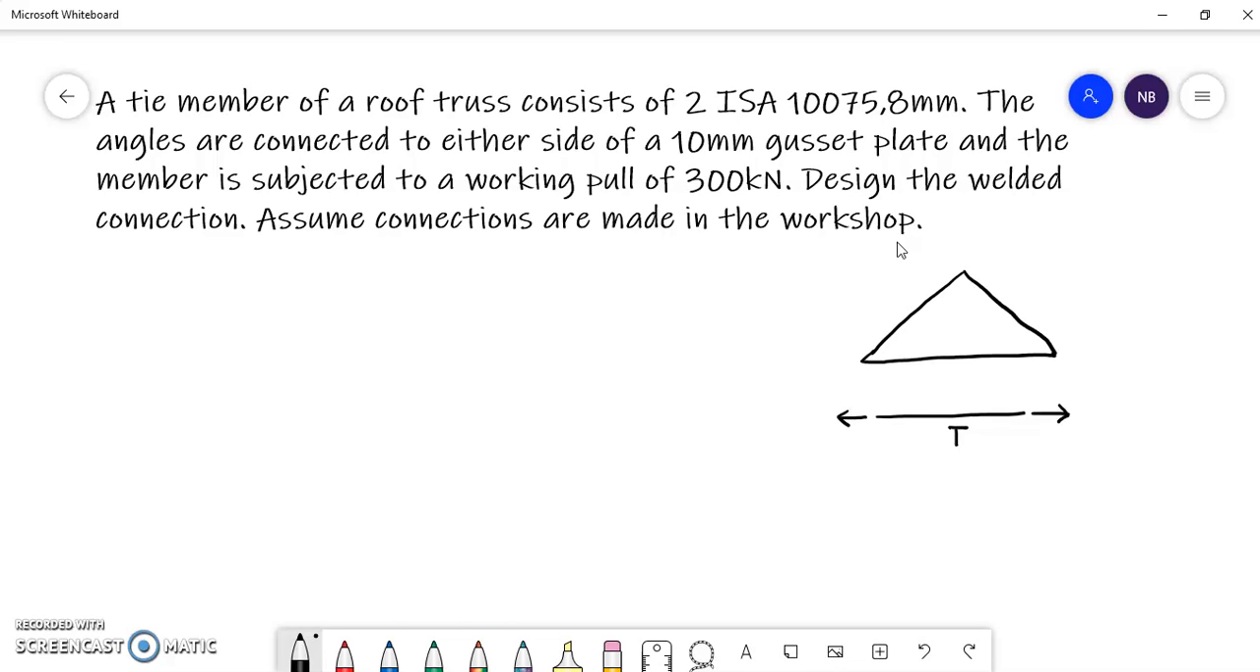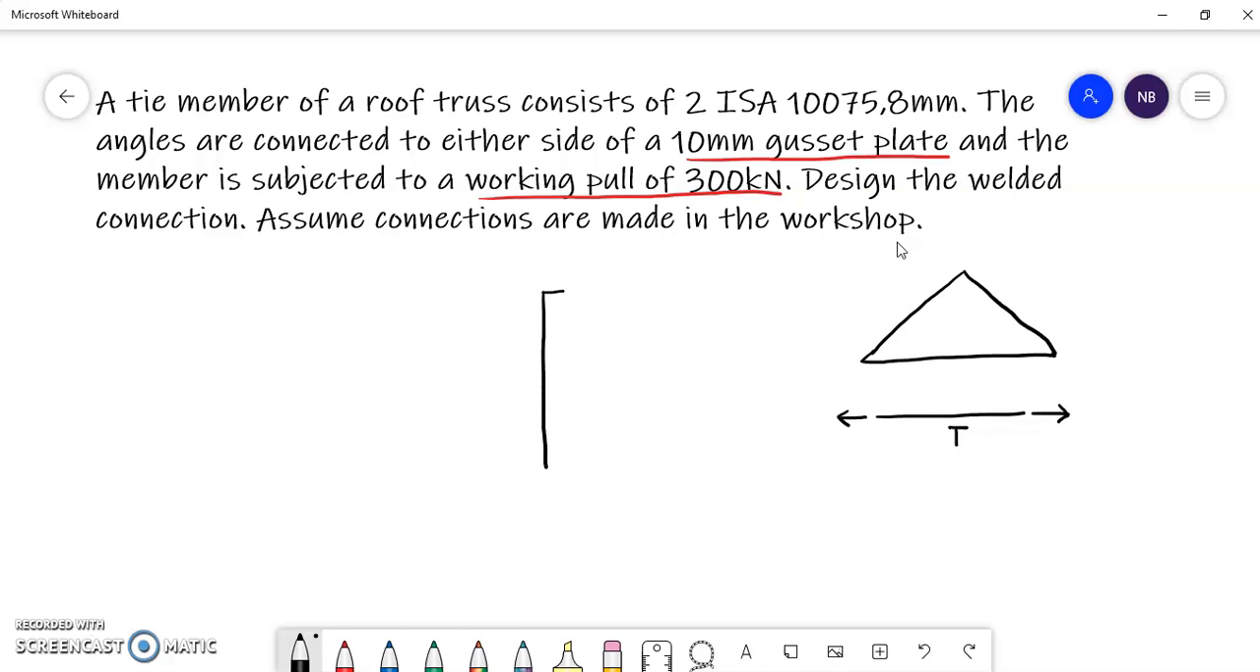We are given that the tie member of a roof truss consists of two ISA 100 into 75 into 8 mm, and these are connected to either side of a 10 mm gusset plate. It is subjected to a working pull of 300 kN, and we have to design the welded connection assuming that the connections were made in a workshop.